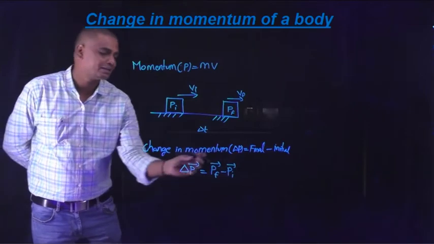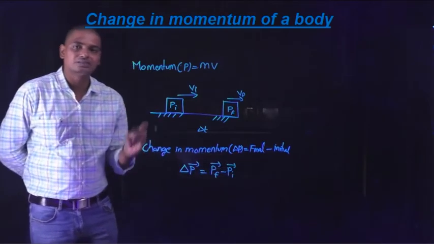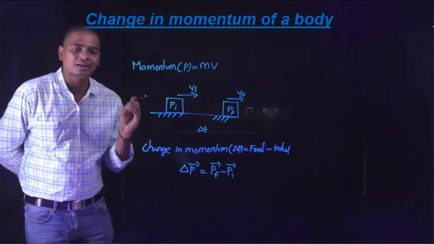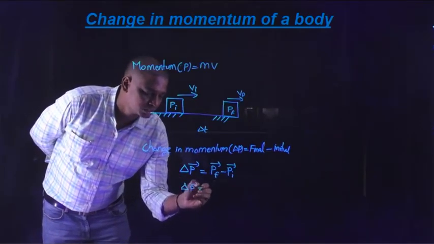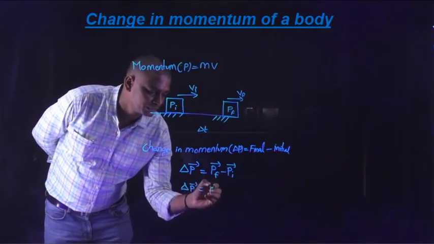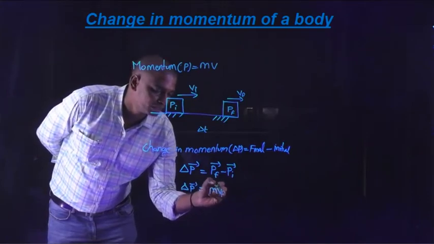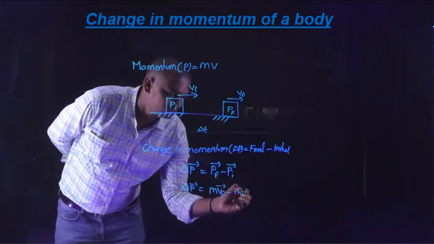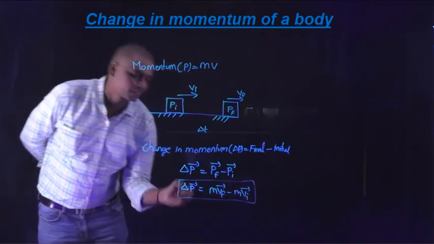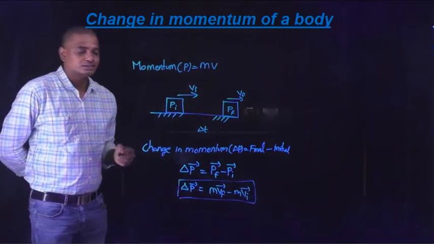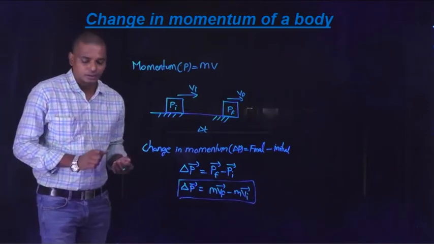Why am I indicating the direction? Momentum is a vector quantity which has both magnitude and direction. Therefore delta p bar is equal to p final, which means m into v final bar, minus m into v initial bar. That is the change in momentum of the body.